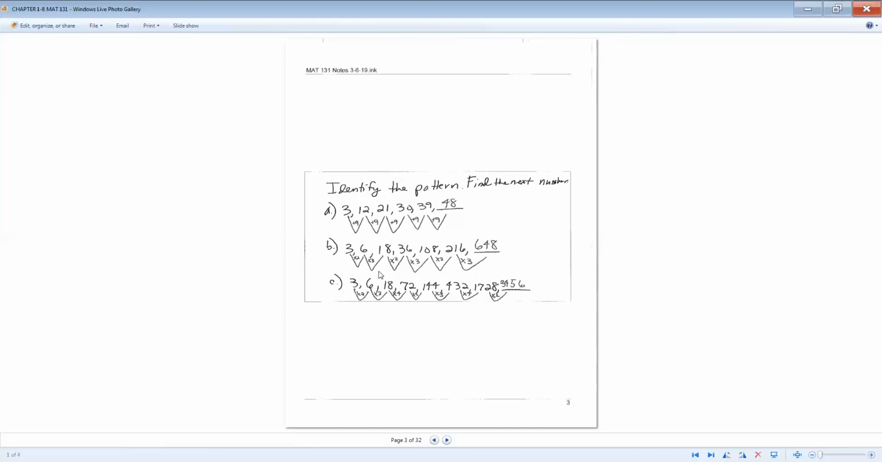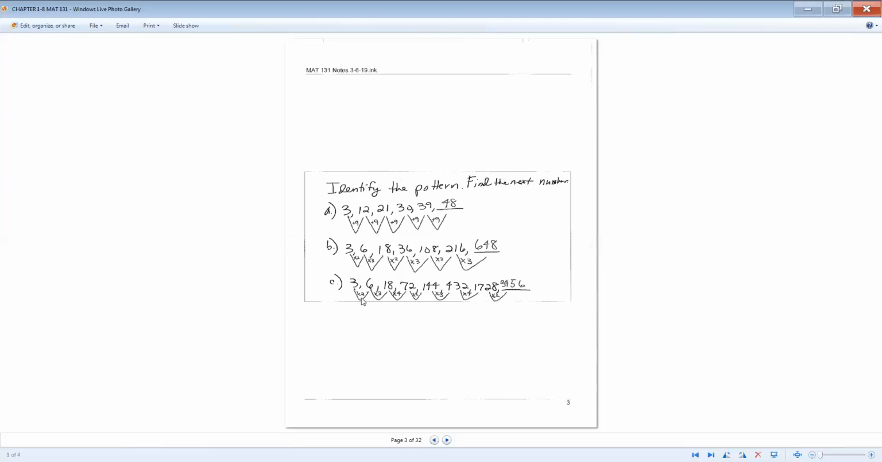Here, the pattern that's established is you multiply the first number by 2, you'll get 6. Then multiply that number by 3, you get 18. And then you continue that pattern of multiply by 2, multiply by 3, multiply by 2, multiply by 3. And multiplying this last number by 3 gives you 648.